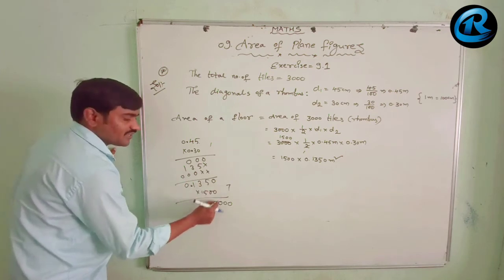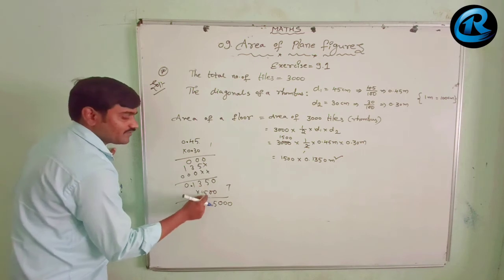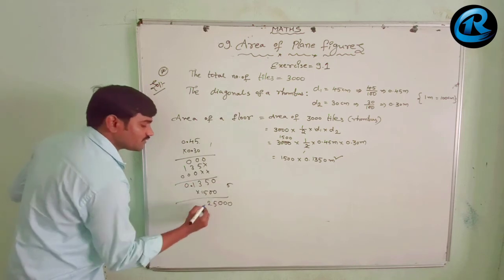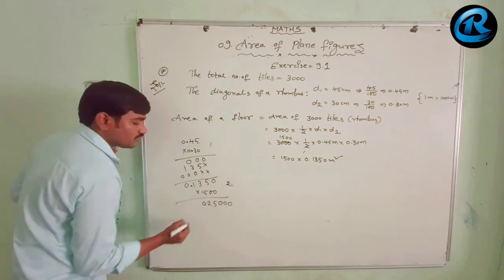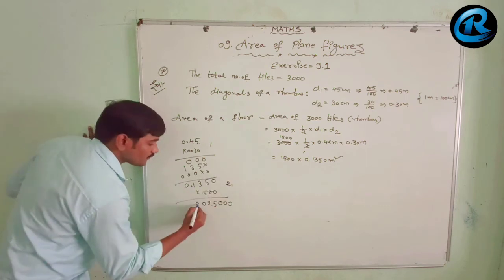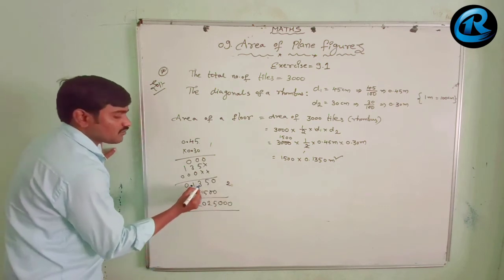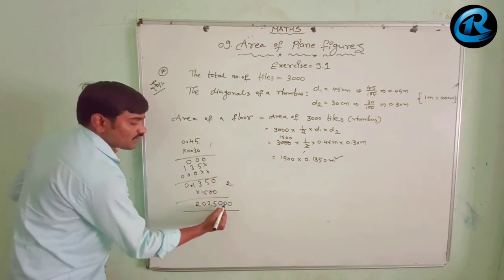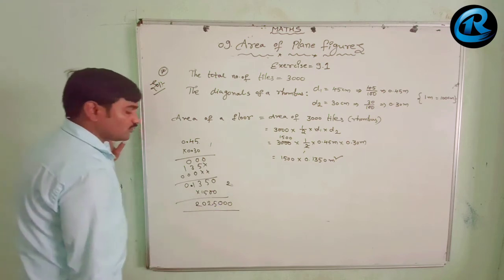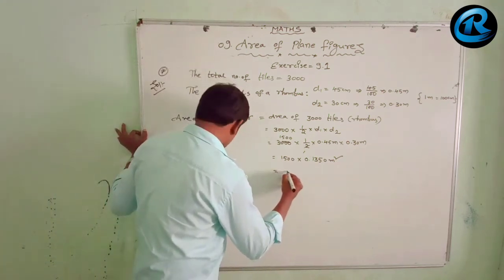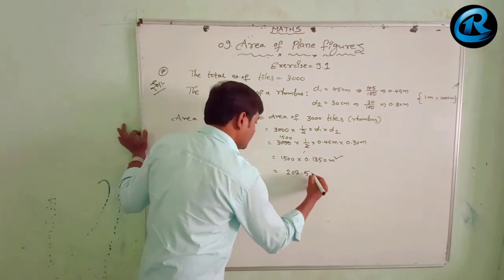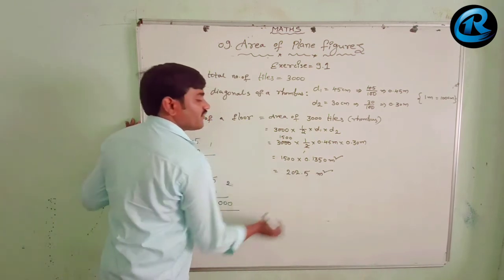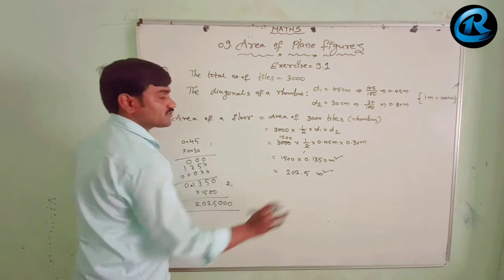So 15 5 is 75, 7 carry. 15 3 is 45 plus 7 is 52. Here 5 carry. 15 1 is 15 plus 5 is 20. So 0 and 2 carry. 15 0 is 0 and this 2. It comes like this. So how many decimal places now? 1 2 3 4. Here there are no other decimal places. So the decimal digits are only 4. Let us count 1 2 3 4. That is 202.50 meter squares. And this 0, if you take only 5, it is 202.5 meter square.